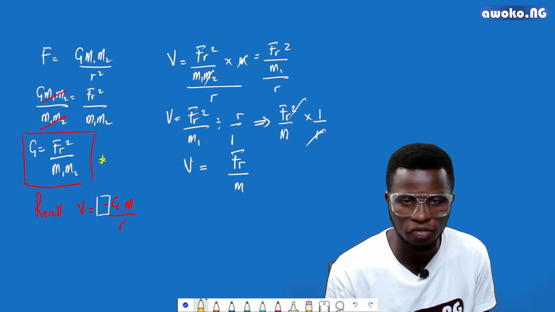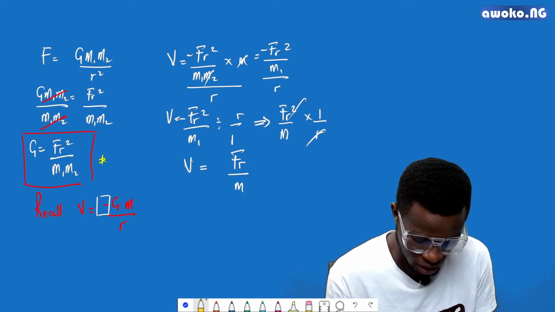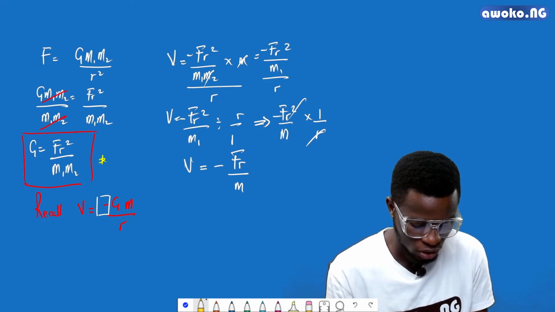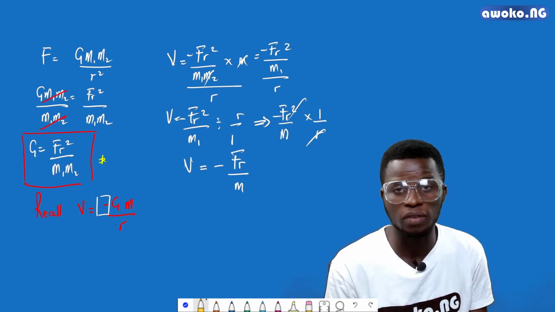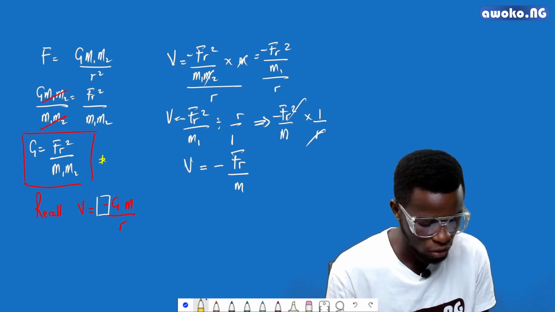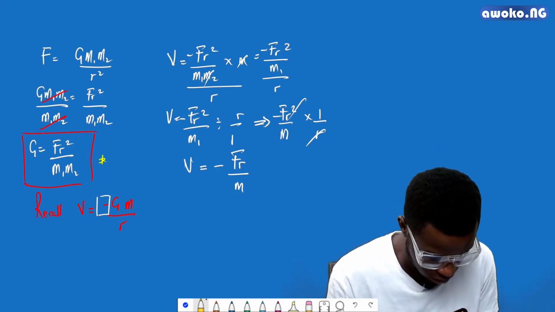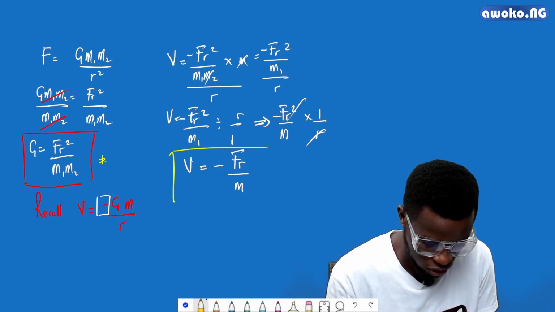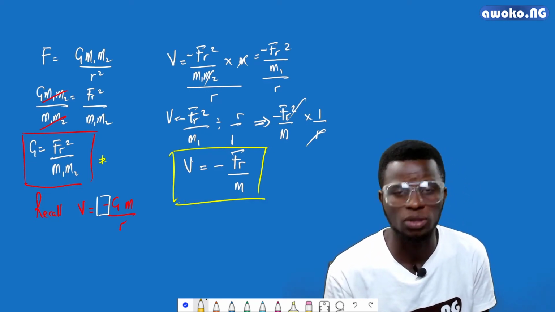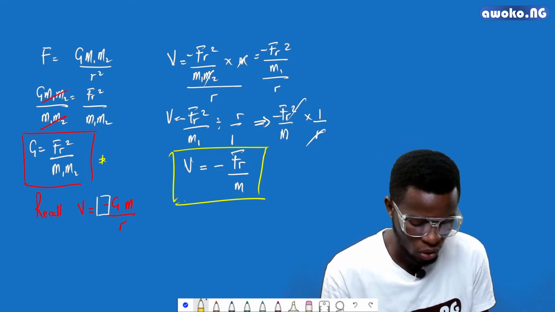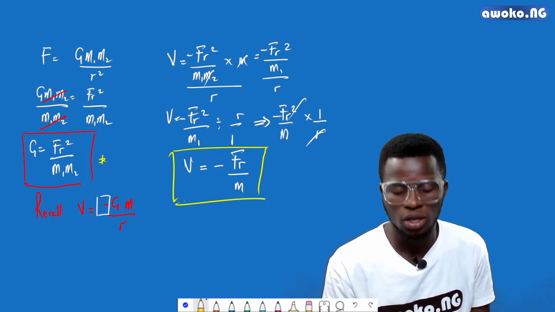But remember that we have a negative sign over here, so the negative will affect the gravitational potential also. So the relationship between the gravitational potential and the force of attraction between the two masses is this relation. Depending on what you are given in a particular question, you can maneuver your way around the formula to get your required solution.